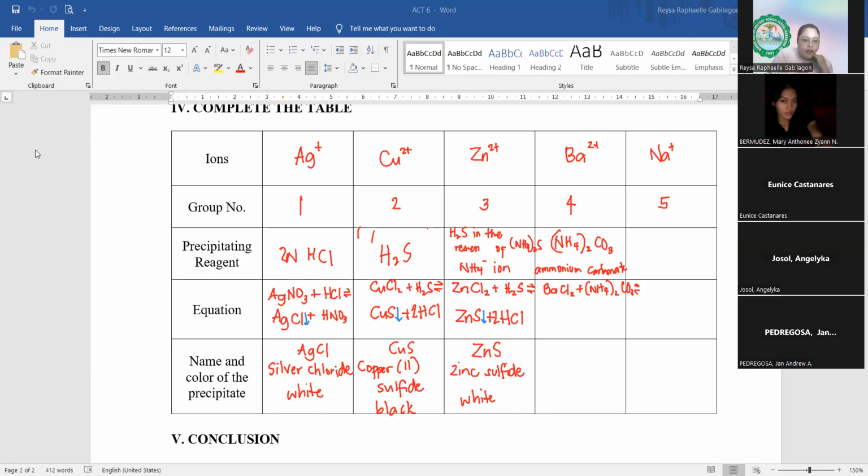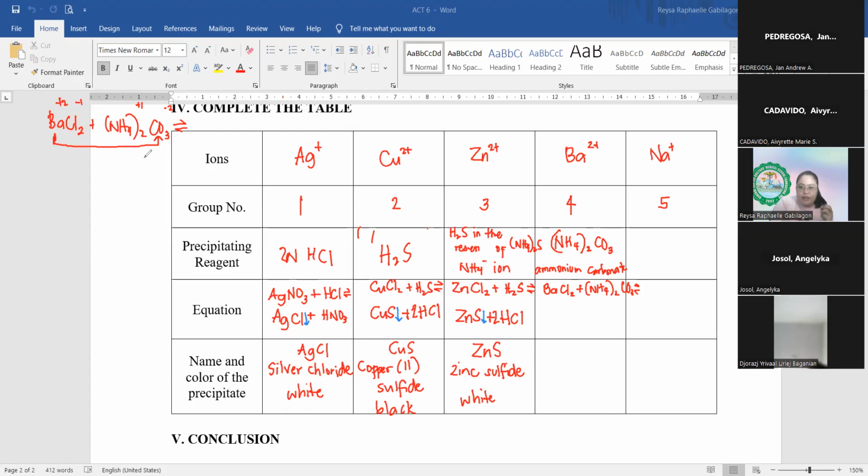Mag-exchange partners sila. So we have here barium chloride plus ammonium carbonate. Exchange partners sila, positive and negative pa rin ha. Barium is +2, chlorine is -1, ammonium is +1, carbonate is -2. So mag-exchange yan, positive here and the negative sa kabila. So what is the product?